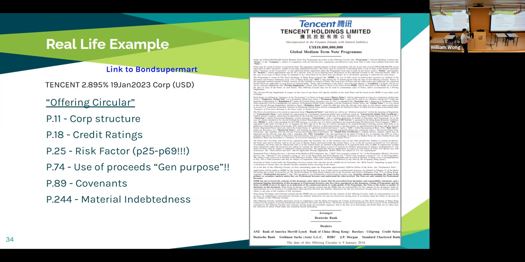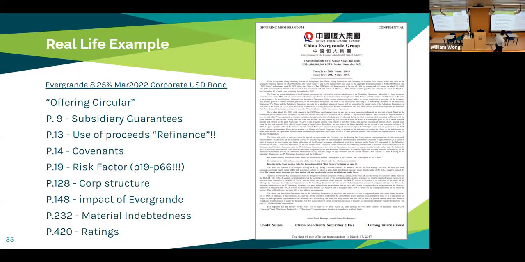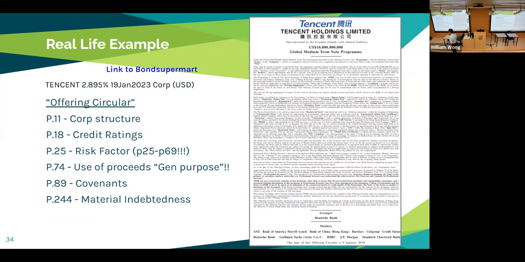So for Tencent, it is pages 25 to 69. So that's 45 pages. And for Evergrande, it's almost 50 pages. So the risk factor section will include every single thing that the public needs to know. And in this case, this particular section is very, very critical.